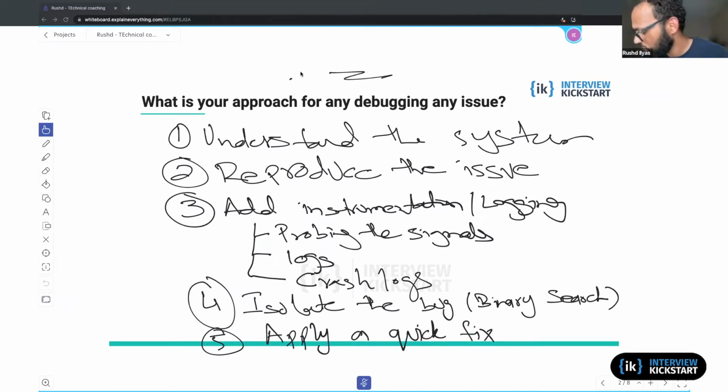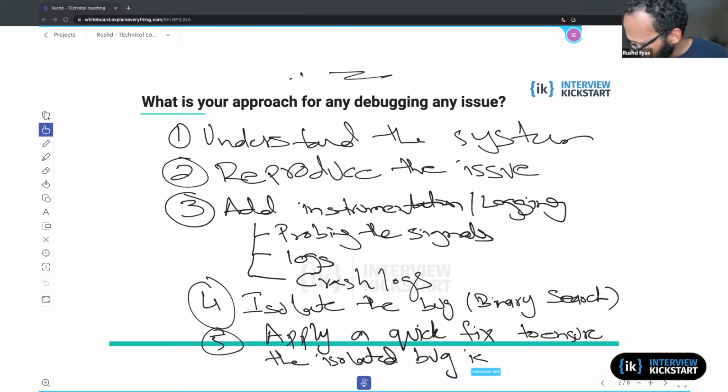Apply a quick fix to ensure the isolated bug is correctly identified. That's the last step. Any questions with this approach, or anything which doesn't make sense, or any comments?